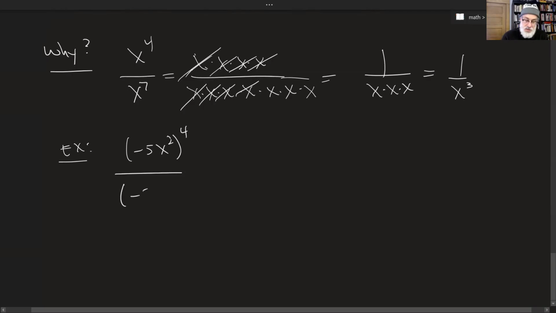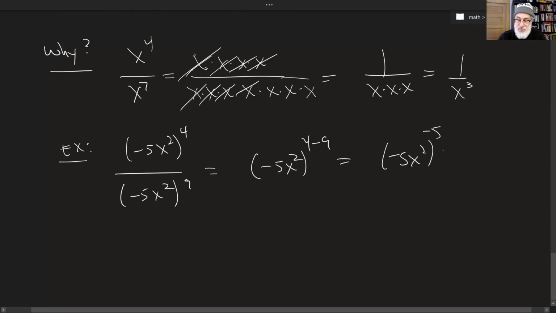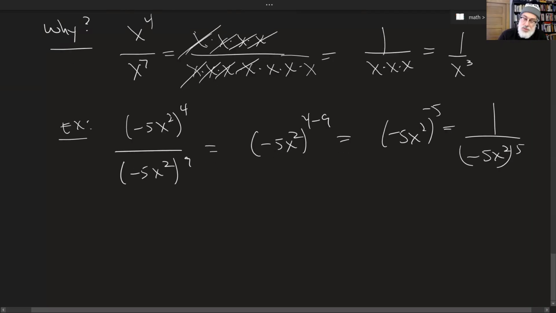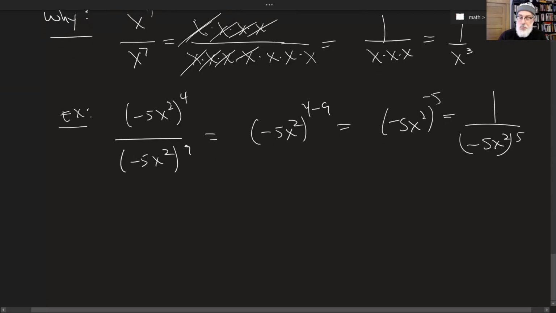And let's say we have negative 5x to the 2 of 9. So it's negative 5x squared to the 4 minus 9. So negative 5x squared to the negative 5 is 1 over negative 5x squared to the 5th. Not too bad. Just applying the rules. You can always pause, go back, and look at these examples again. Really helpful.